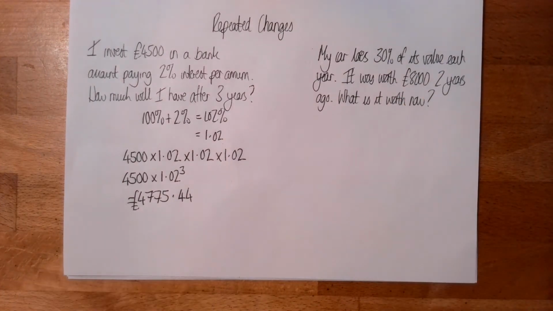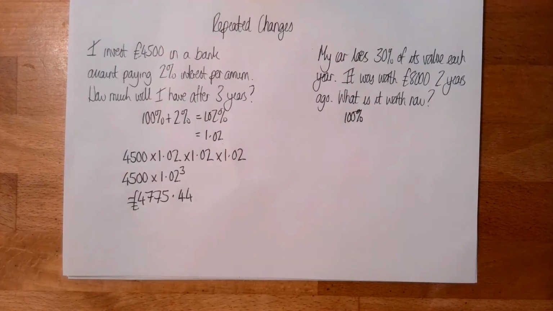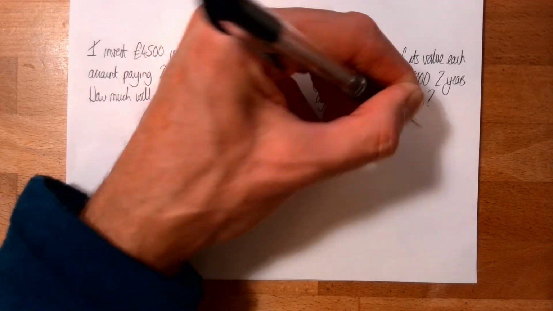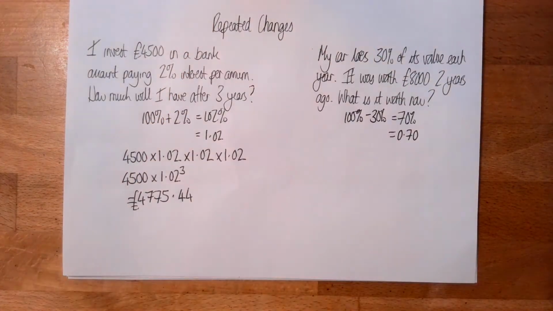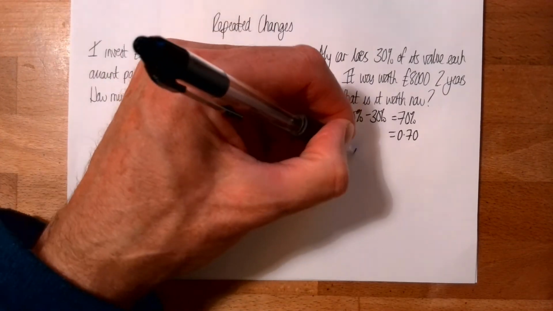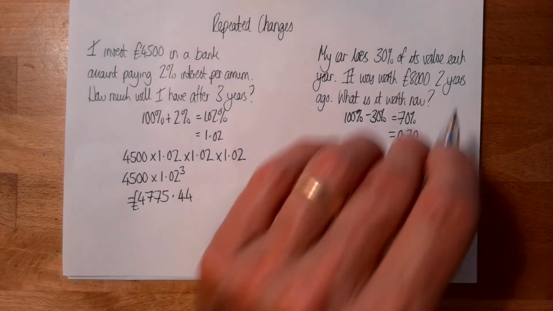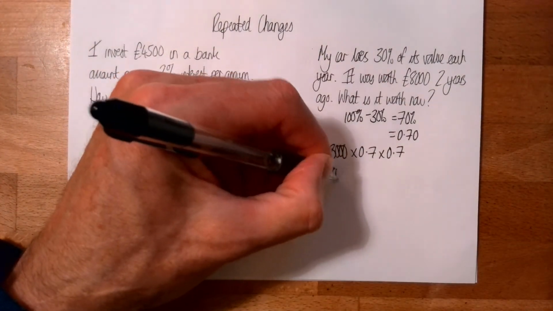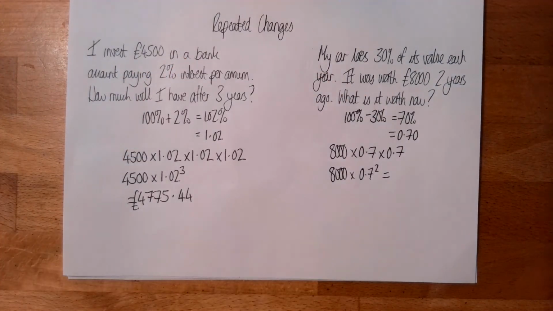Here my car is losing 30% of its value every year. So every year you start with 100%, you take away 30%, you've got 70% of what you started with. So the multiplier for that is 0.7 or 0.70. So I start with £8,000. At the end of the first year, that's how much it's worth. Don't want to know that. I want to know how much it's worth in 2 years' time. So I multiply by that again. Or I can use the power button and do it that way.